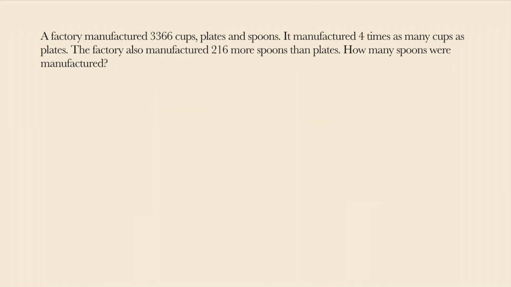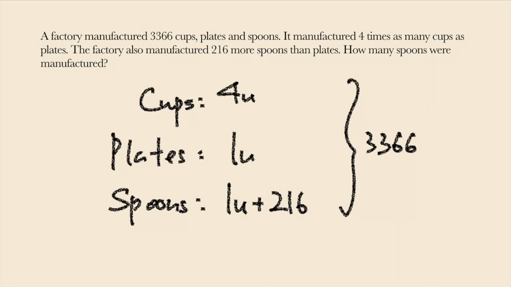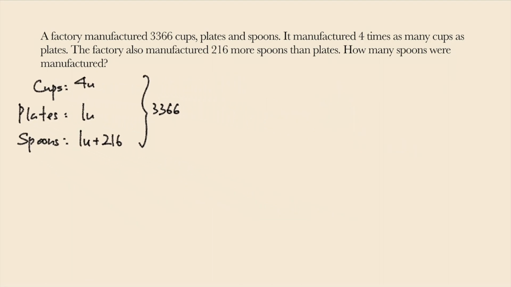Right, a factory produced this number of cups, plates, and spoons. No info for us to act on at the moment. It manufactured 4 times as many cups as plates, so that's useful. Cups, 4 units, plates, 1 unit. Now, 216 more spoons than plates, so whatever plates is, 1 unit, add 216, and you get the number of spoons produced. The total here, 3366. So question, how many spoons were there?